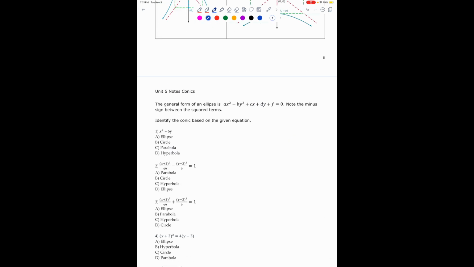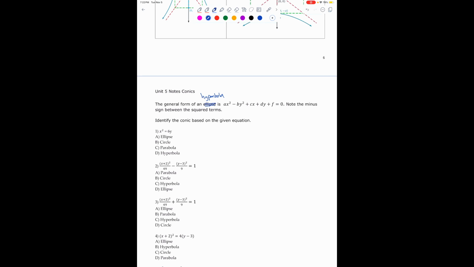Again, that is what we discussed so far. So the general form of a hyperbola is ax squared minus by squared plus cx plus dy plus f equals 0. Note the minus sign between the squared terms. So this is how you're going to distinguish between the hyperbola and the ellipse. The ellipse is going to be positive in between the squared terms. The hyperbola is going to be negative in between the two terms.